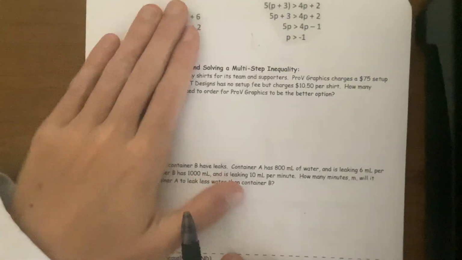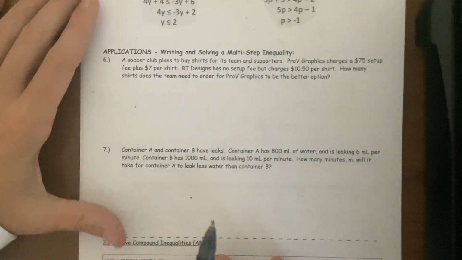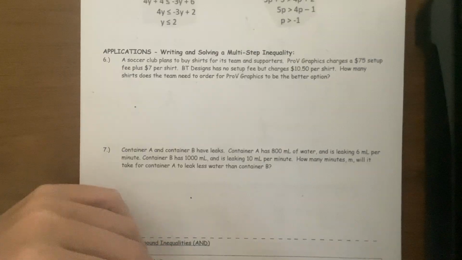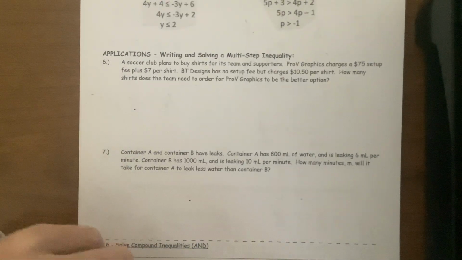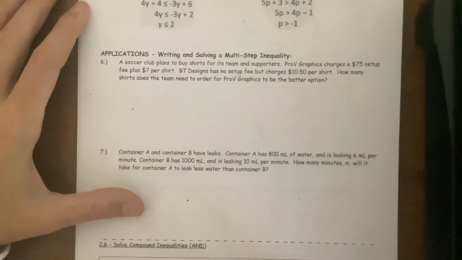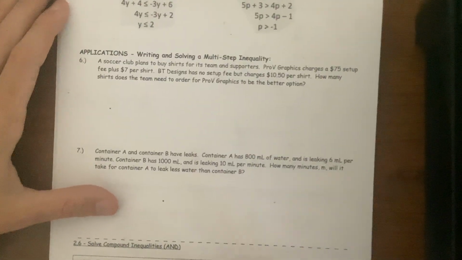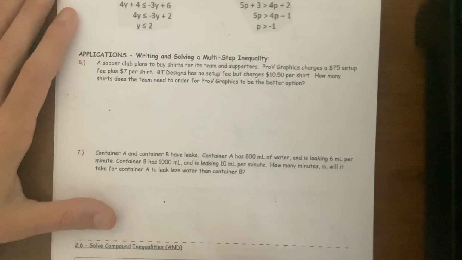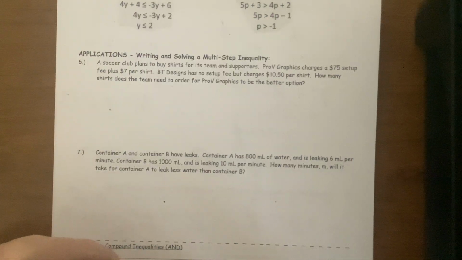So now let's take a look at a couple more situations here. I'm going to skip number 5 here. We're going to skip the find the mistakes, but we are going to talk about 6 and 7. Now, number 6: a soccer club plans to buy shirts for its team and supporters. Pro V Graphics charges a $75 setup fee plus $7 per shirt. BT Designs has no setup fee but charges $10.50 per shirt. How many shirts does this team need to order for Pro V Graphics to be the better option?